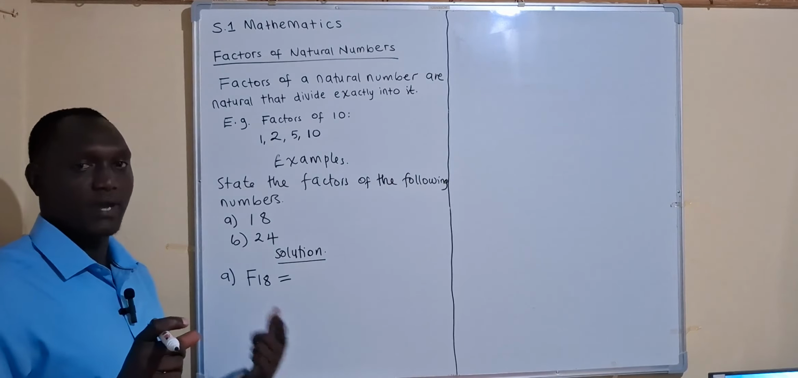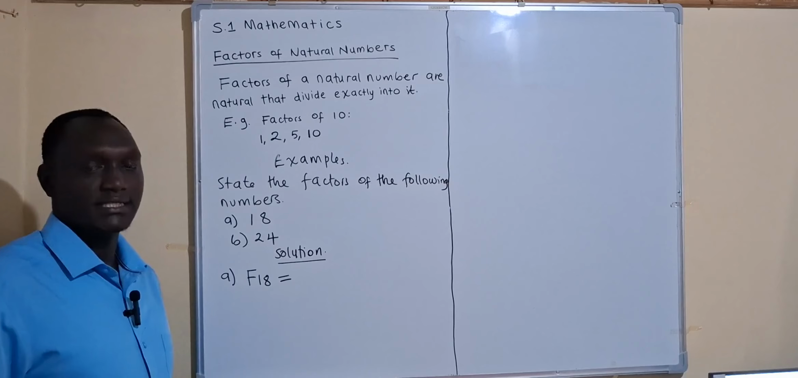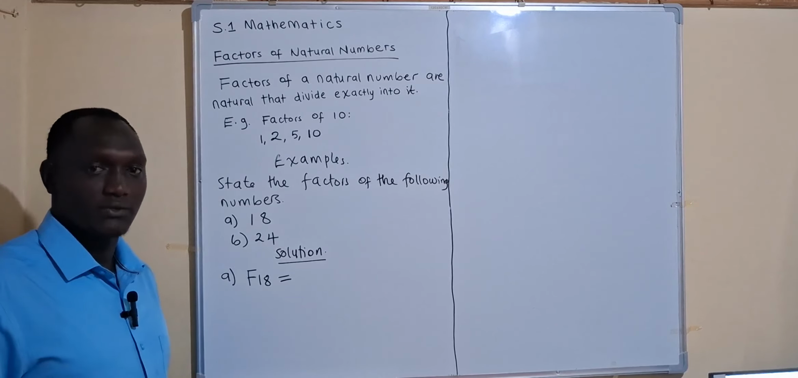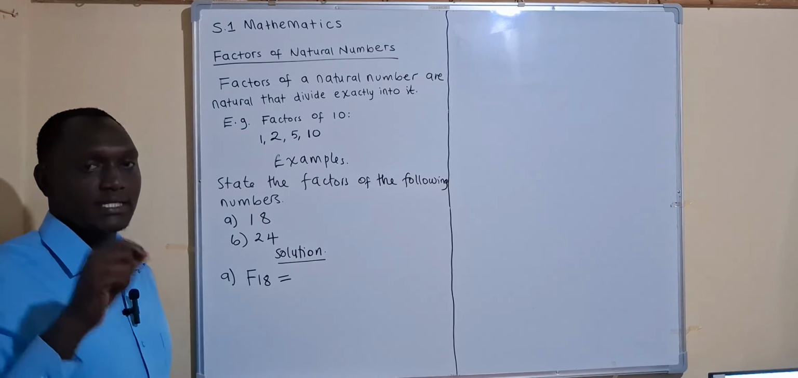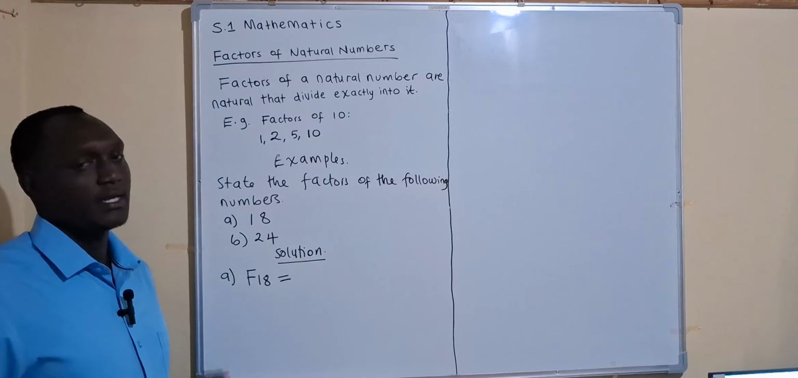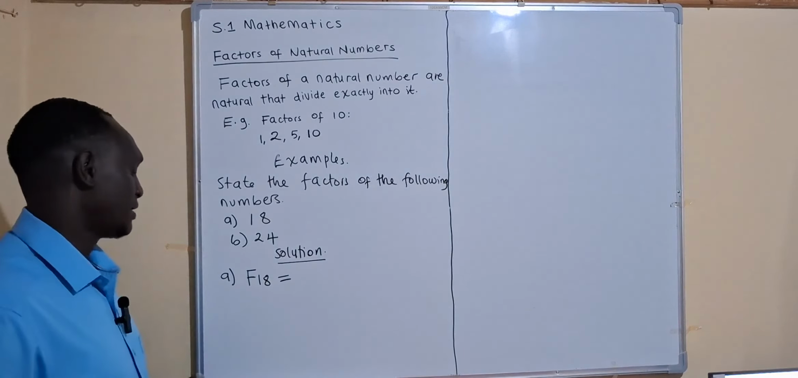Meanwhile, those ones that divide 18 and the remainder is more than 0, such are not going to be factors of 18. Use a calculator, and the moment you get a decimal point something, which is not 0, it is not a factor. So let's start with 1.